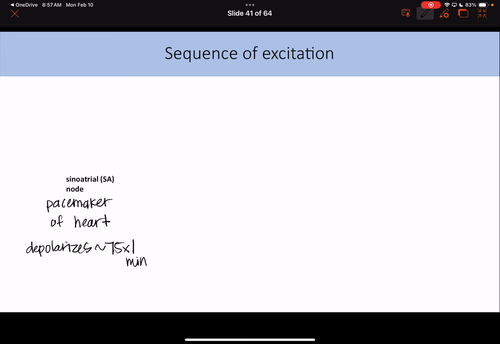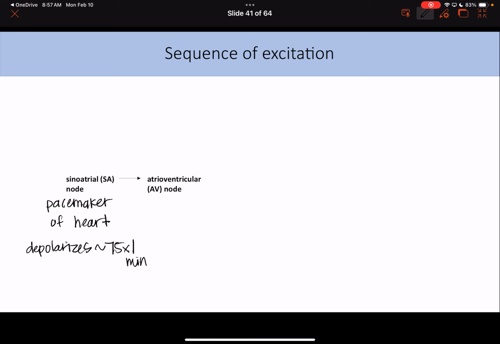Does that make sense? Because right now we're only talking about the excitation. We're not talking about the contraction just yet. So the SA node is a pacemaker of the heart. It depolarizes about 75 times per minute. The next set of pacemaker cells are at the atrioventricular node, or the AV node. This is going to be closer to that connection between the atria and the ventricles.